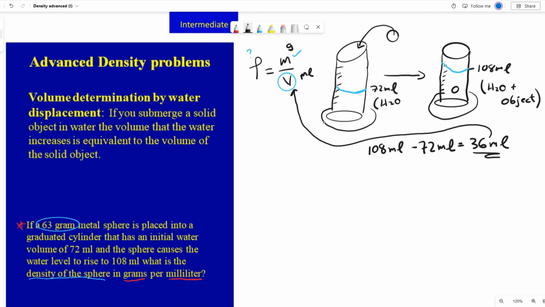So now that we have the terms, the mass and the volume, all we need to do is substitute them in. For the mass, we have 63 grams. And for our volume, we have 36 milliliters. And if we take 63 grams divided by 36 milliliters, we come up with 1.75. And the units will be grams per milliliter.